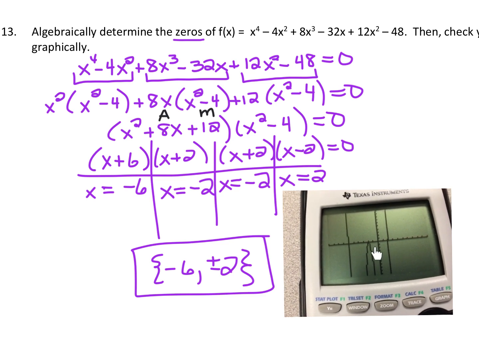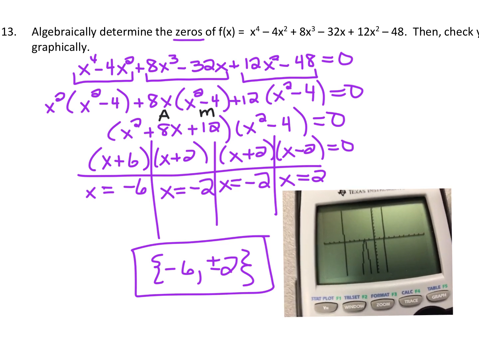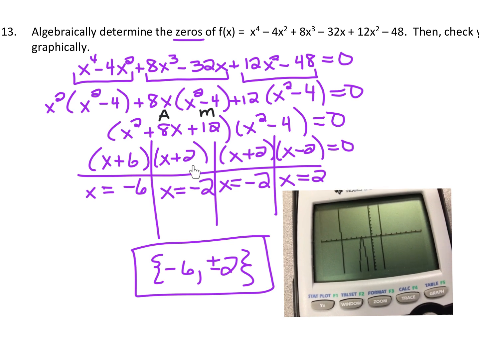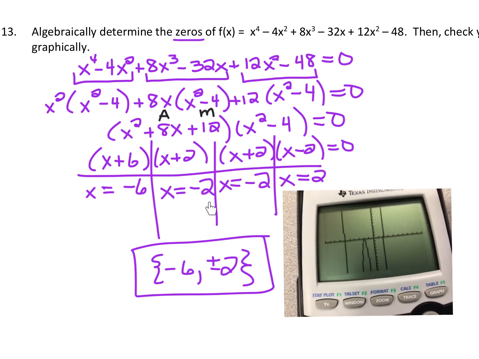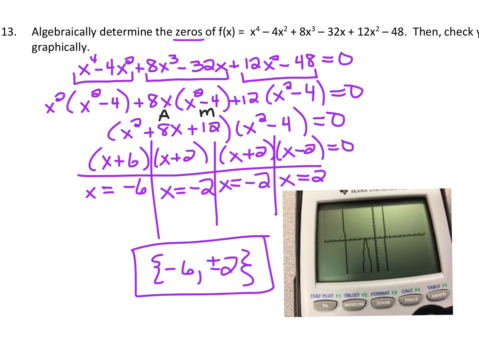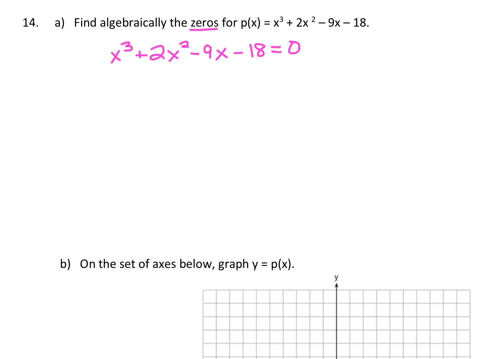So remember, when it bounces off, that's when we have multiplicity. And that's why we have 2 of the same factors and a repetitive 0. So this checks out.